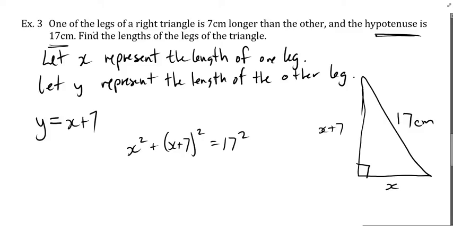It says the other two sides are called legs. In a right triangle, the two sides at the right angle are called legs. We don't refer to them that way very often, but that's what they're called. So one of the legs of a right triangle is 7 centimeters longer than the other leg. It kind of says that in there.